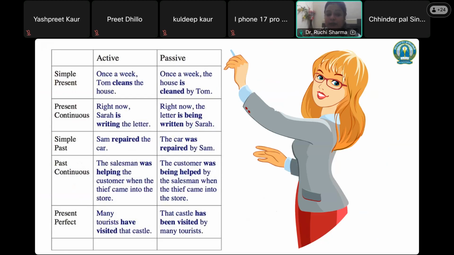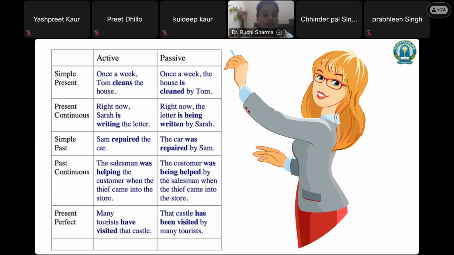The salesman was helping gets converted to was being helped, and the customer was being helped by the salesman when the thief came into the store. Many tourists have visited the castle. The castle has been visited by many tourists. Okay.